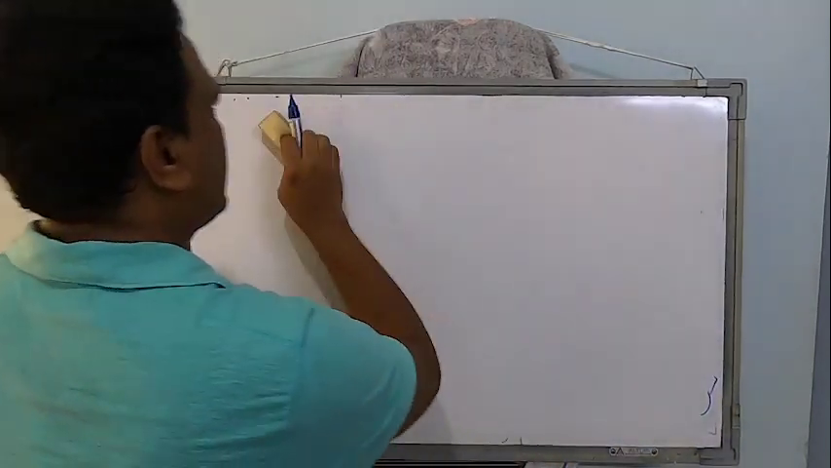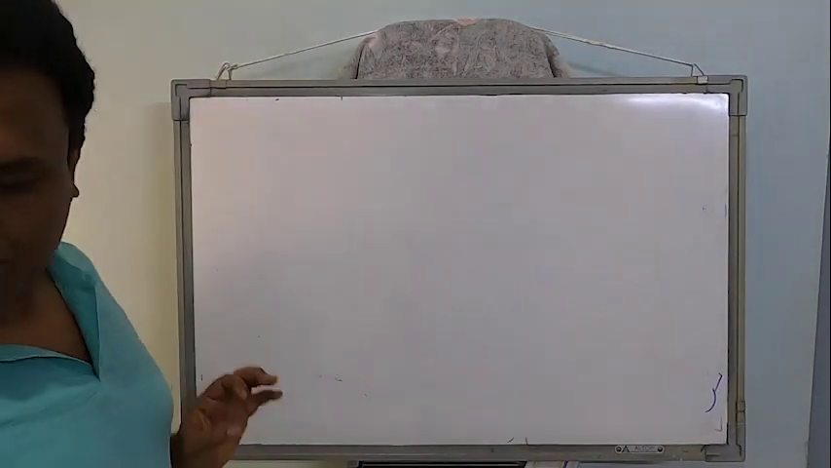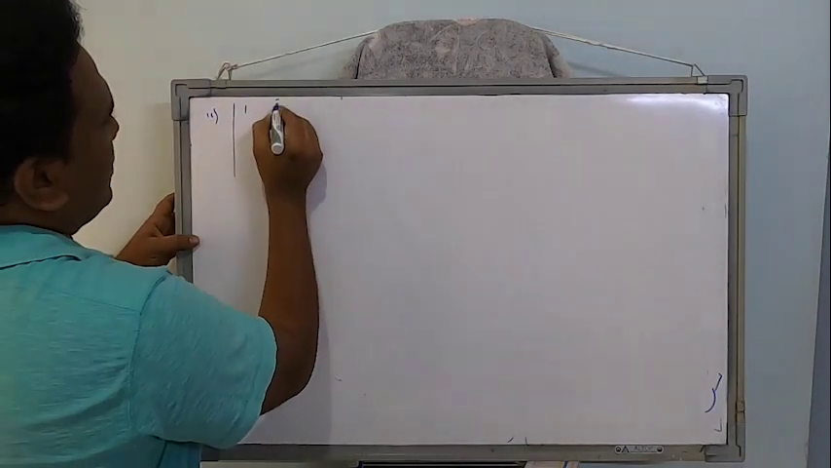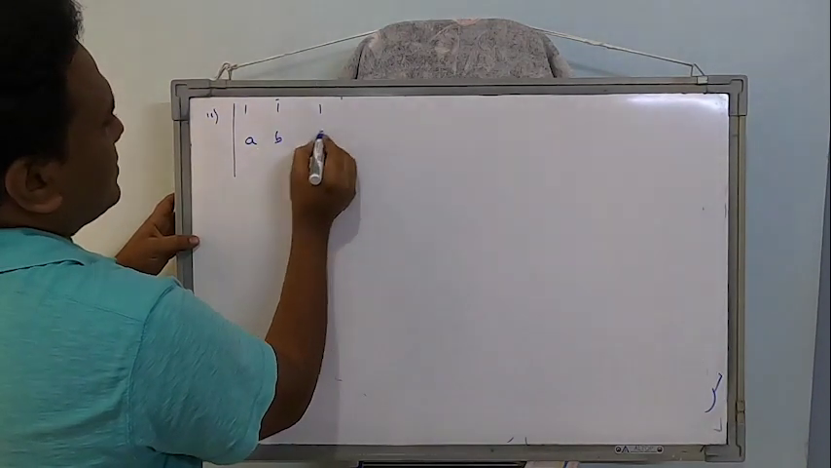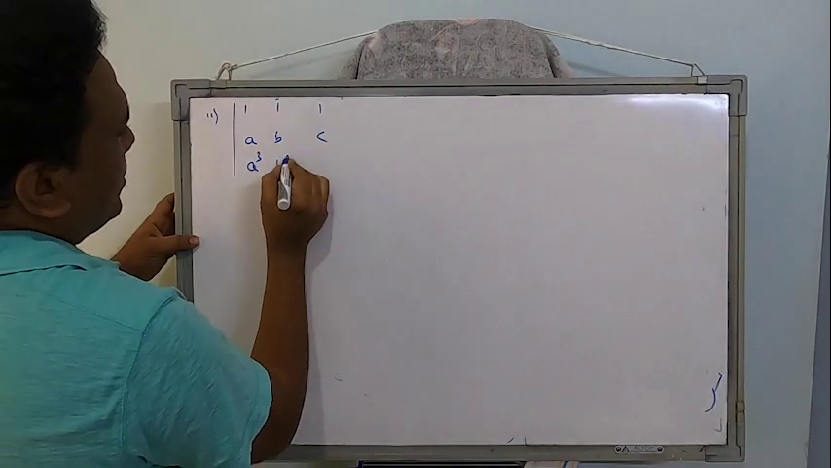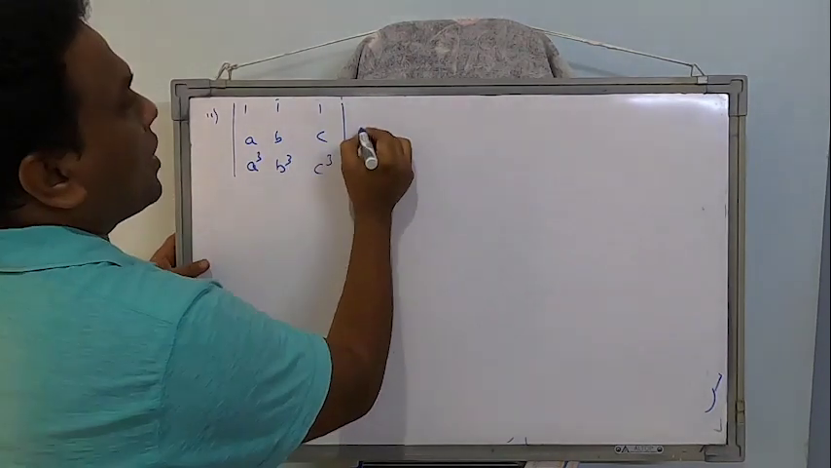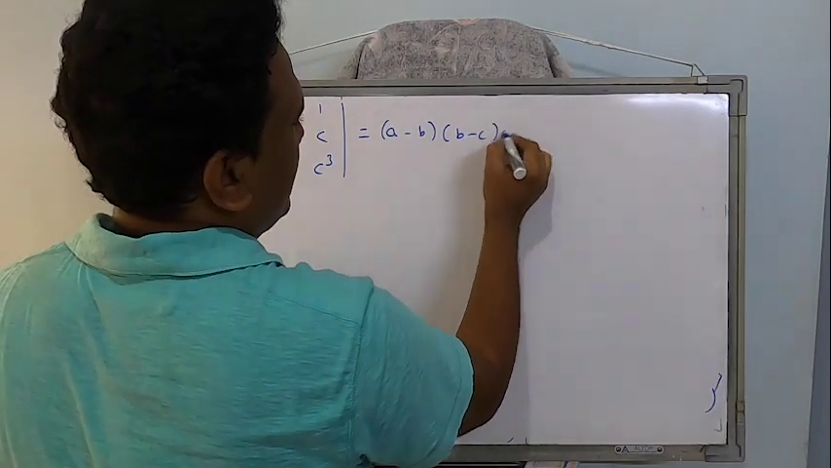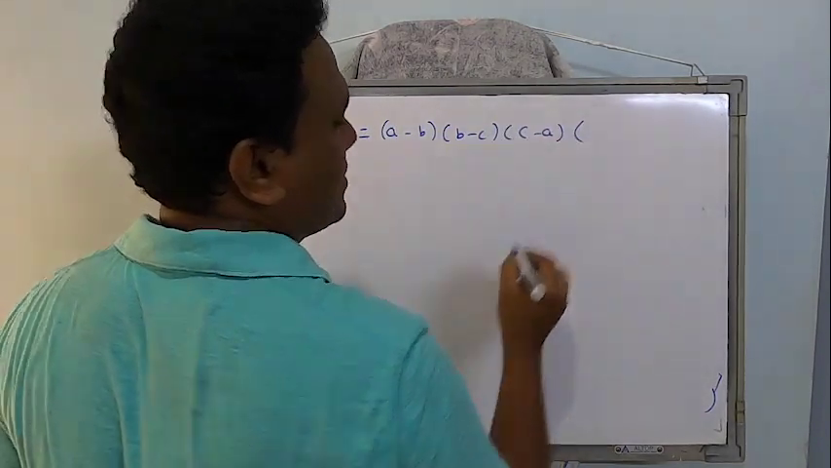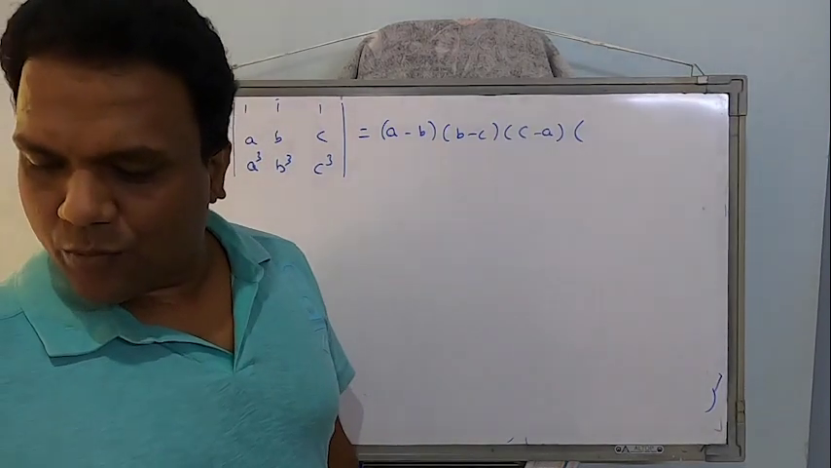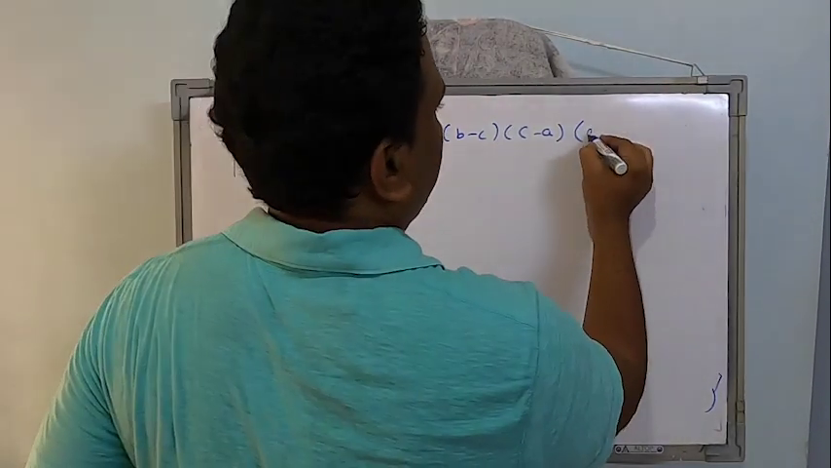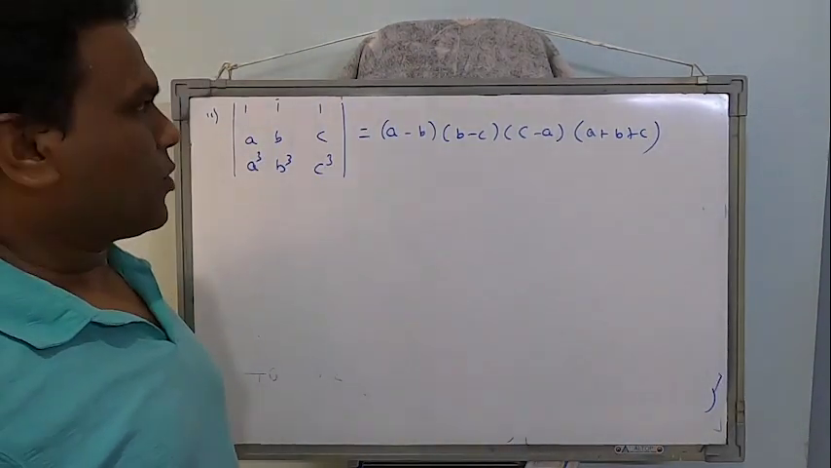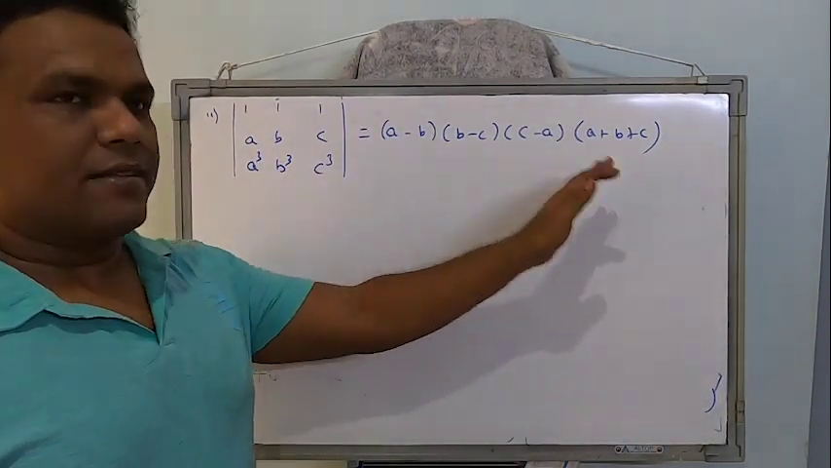So let me just take the next one similar to this. The problem is: first line only, second column 1 1 1, A B C, A cube B cube C cube, and this should be A minus B multiplied by B minus C multiplied by C minus A, and the last one should be A plus B plus C. So this is what I require, just similar to the previous column. Okay, so use the properties and get this.